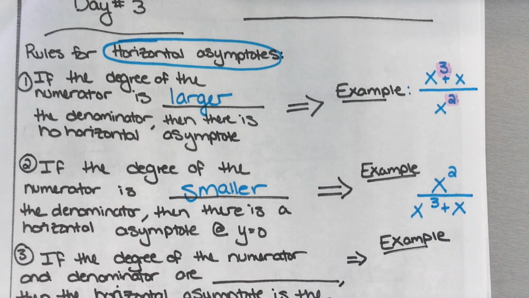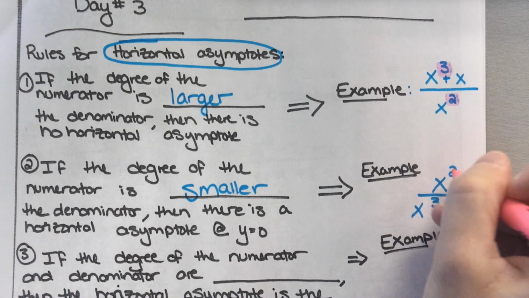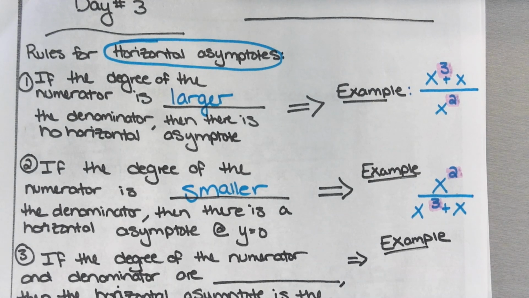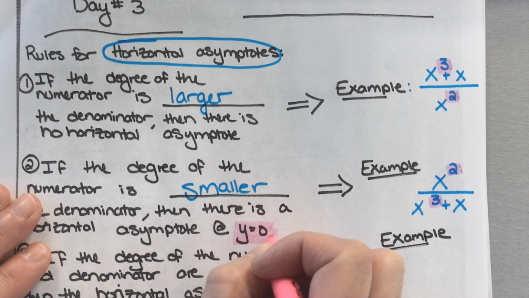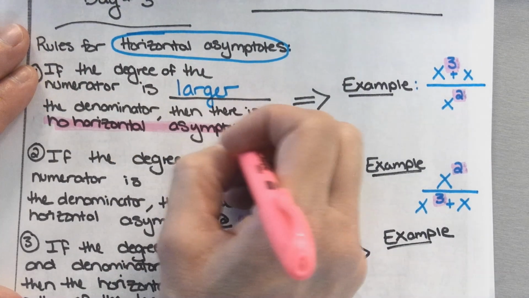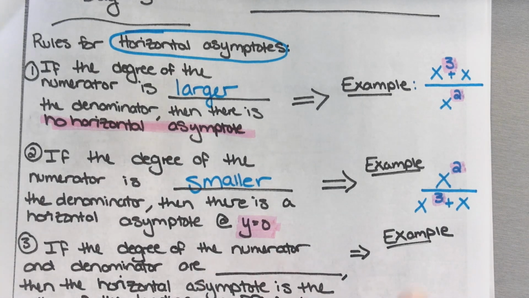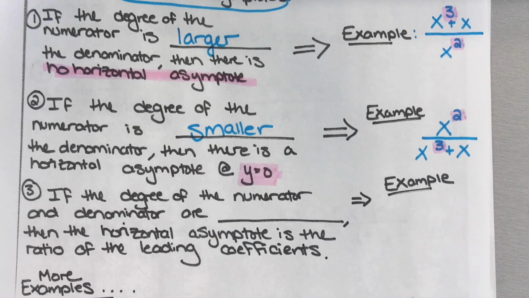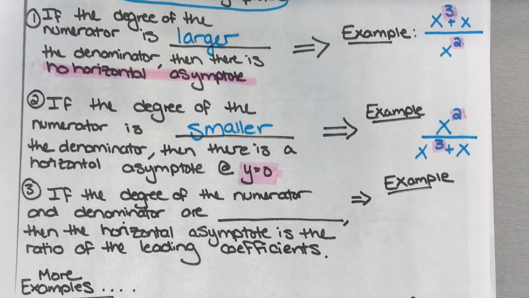All right, do you see how I flipped the fraction? Now do you see how the degree of the numerator is smaller than the denominator? When that happens, our horizontal asymptote is at 0. So this one was no HA, no horizontal asymptote. This one is 0. You have to look. It's going to be one of these three situations. There are no other things it could be. If the top is bigger, none. If the bottom is bigger, it's at 0. And again, you have to write y equals 0.